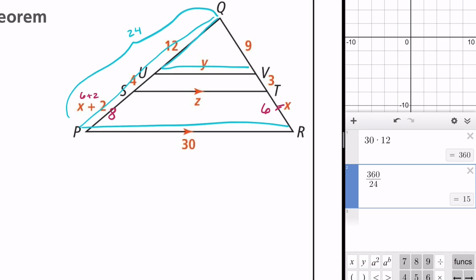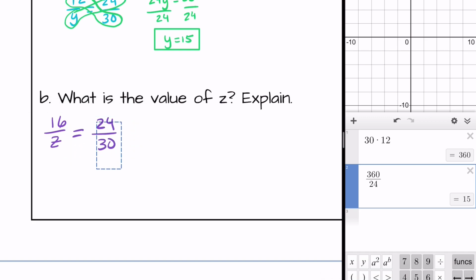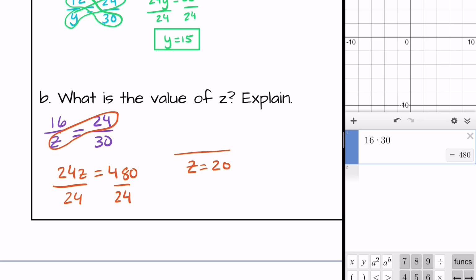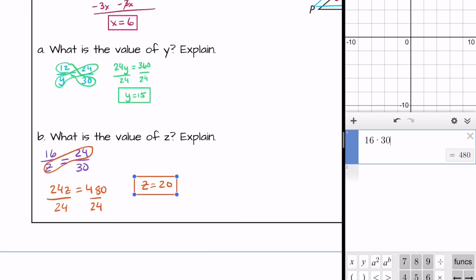We're going to use the same ratio. We'll say 24 is to 30, but instead we will say 16 is to z. So 16 is to z as 24 is to 30. And we solve: 24z equals 16 times 30 is 480. Yep, 480 divided by 24, we get z is 20. All right, our explanation is there. We found our cross products and we solved them.